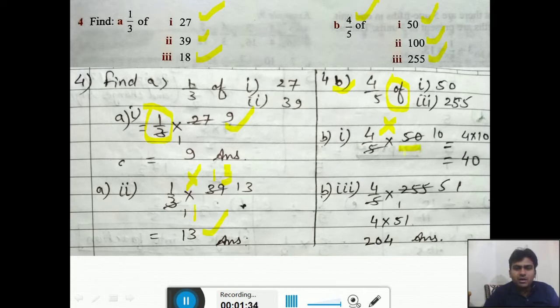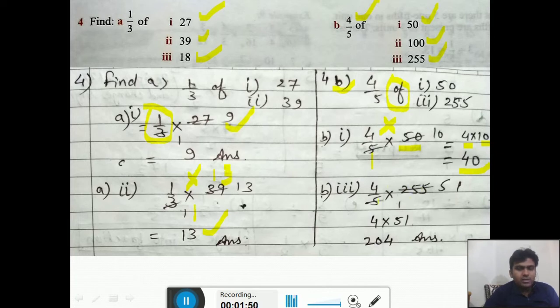So I solved it. 5 1s are 5 and 5 10s are 50. So we got 4 and 10. So 4 into 10 equals 40. Okay. Next, 4 upon 5 of 225.